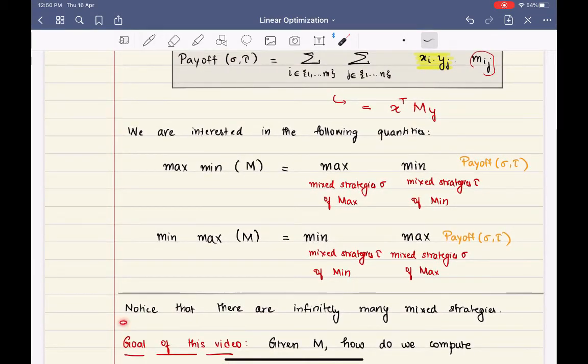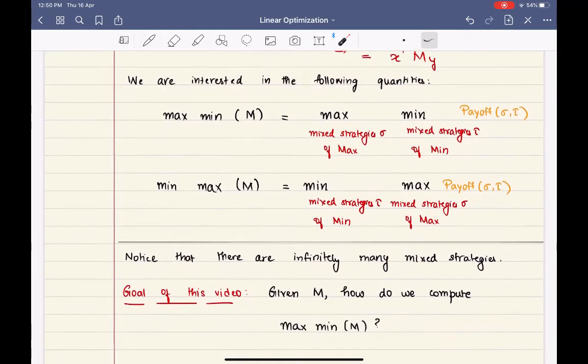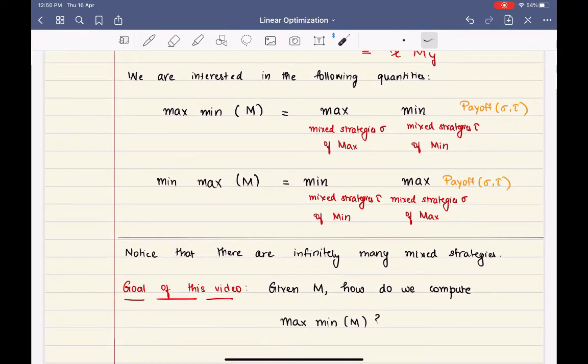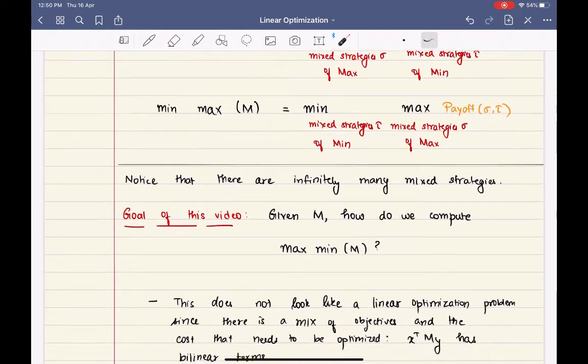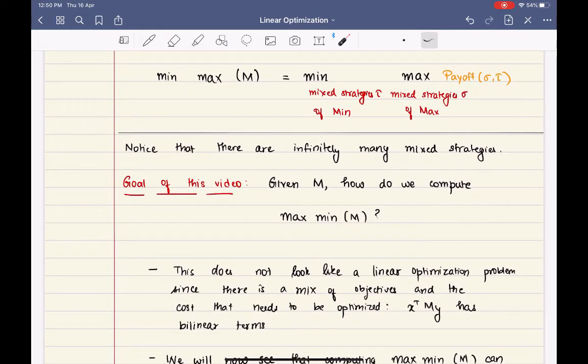Yeah, so this is what I said. Notice that there are infinitely many mixed strategies. Now that we know what mixed strategies are, our goal is to compute max min of M given a game M. Last time it was just an enumeration since there were finitely many pure strategies, but now there are infinitely many of them, and here is where we will need some optimization problems.